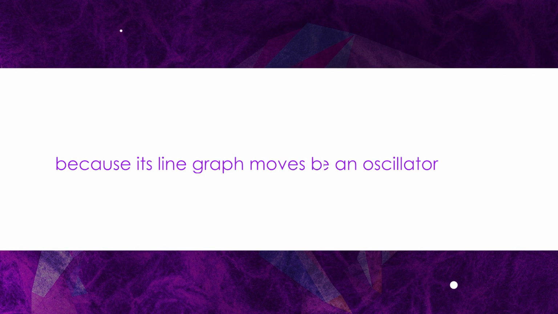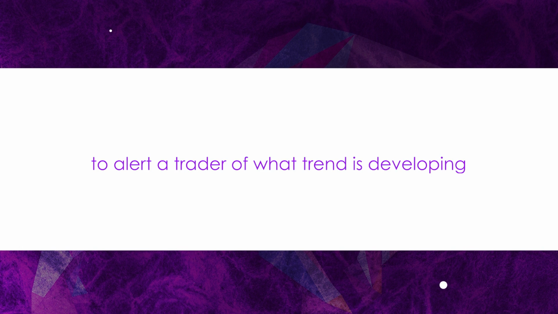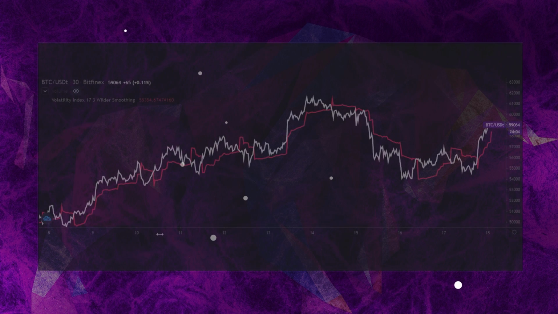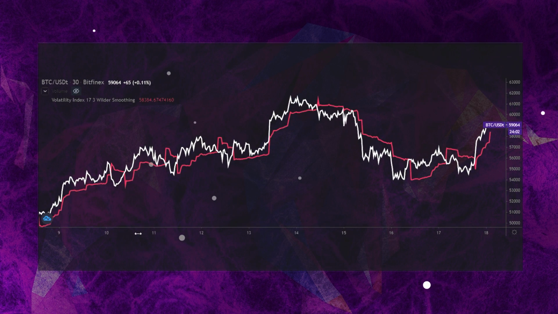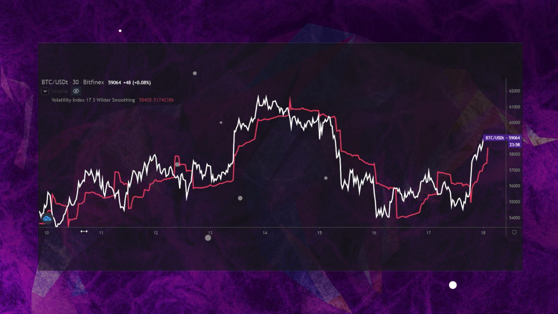The RSI is designed like an oscillator because its line graph moves between two extremes to alert a trader of what trend is developing. It oscillates between the buoyant and bearish levels to warn traders by producing an indicator that will cause a trader to initiate a reversal, pull back pricing.